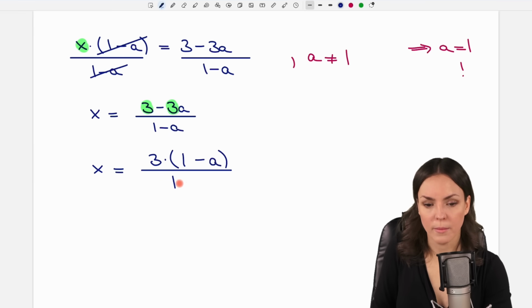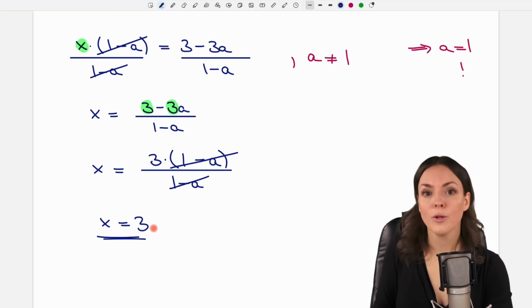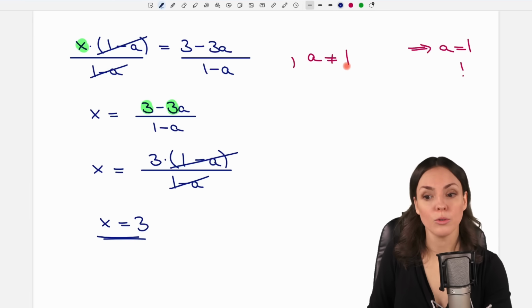And we had this 1 minus a in the denominator. And now we can cancel this thing out, and only the 3 is left. So my x equals 3. This is my result for the case that my parameter a is not equal to 1. Then x equals 3 is my solution.